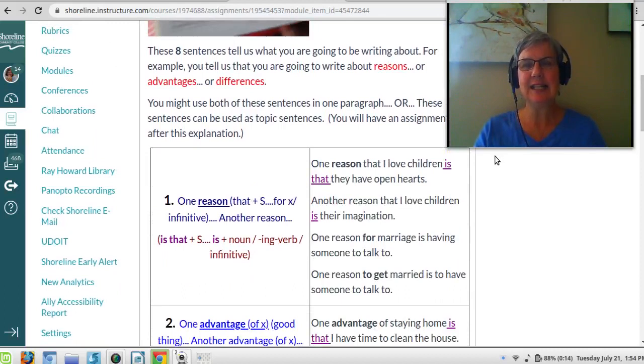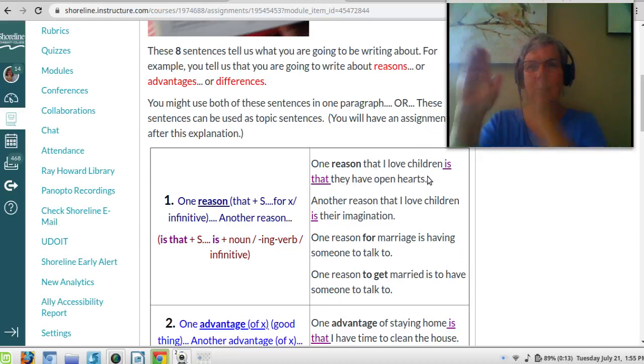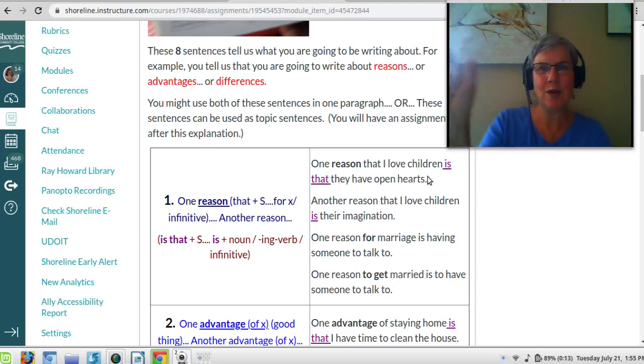One reason that I love children is that they have open hearts. Another reason that I love children is their imagination. One reason that I love children is that plus a sentence. So you have to remember the pattern, how to make this sentence. One reason that, sentence, I love children, is that, sentence, they have open hearts. So there's 4 parts to that.